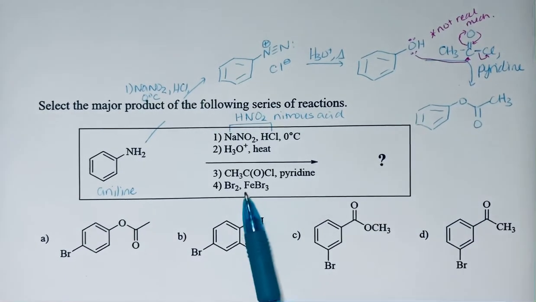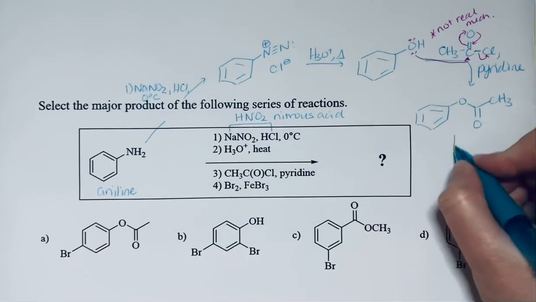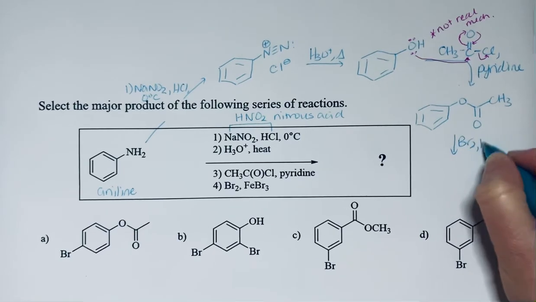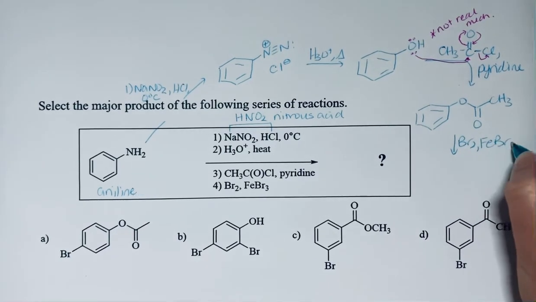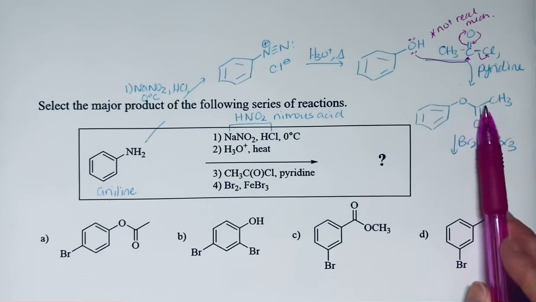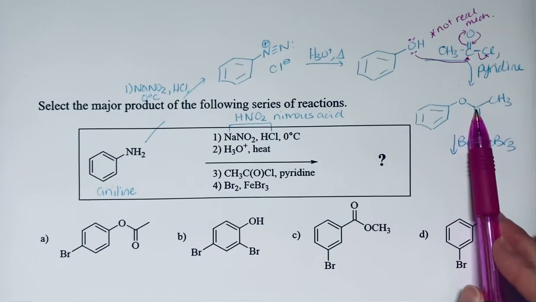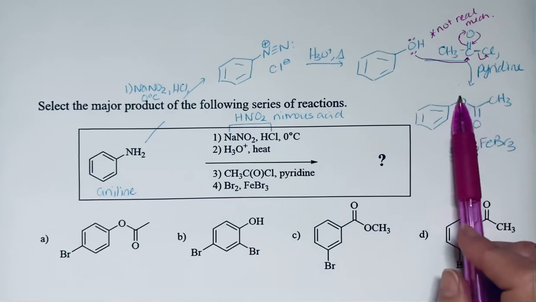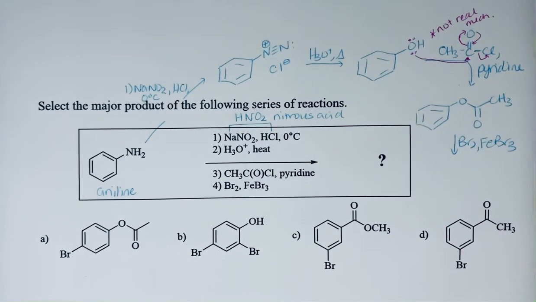And then the final step is we are treating this with bromine and iron tribromide. So that's bromination conditions, electrophilic aromatic substitution, specifically bromination. So that's going to add a bromine to the ring. And then the question is, where is it going to add it? So you want to take a look at the group that you have attached to the ring, because that is what's going to direct the incoming electrophile. So we need to know whether this is an ortho-para director or whether it's a meta-director.